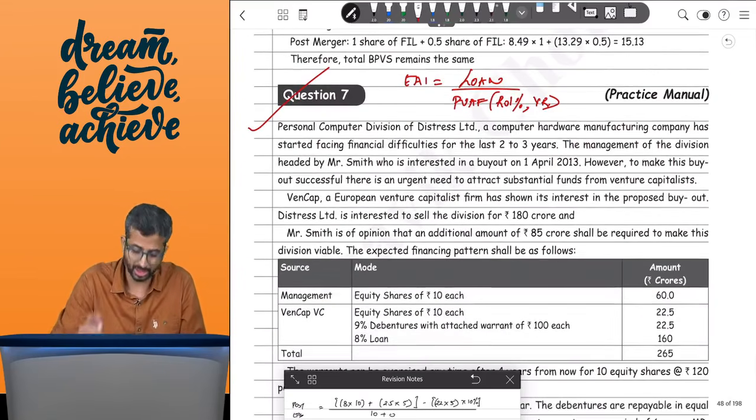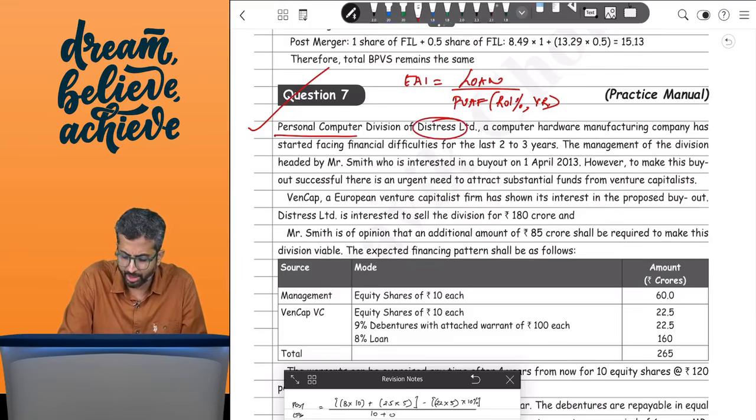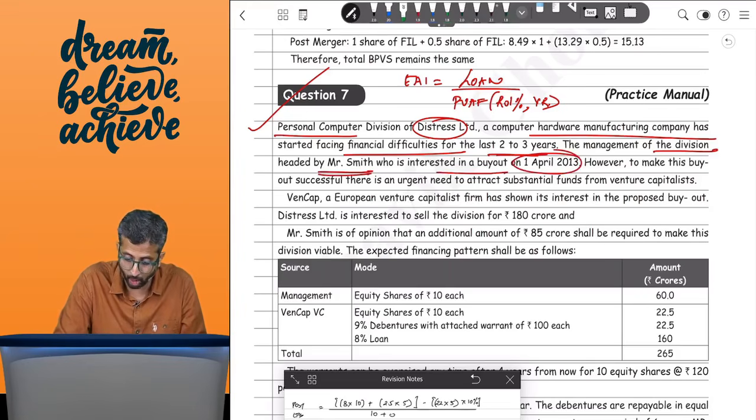Let us review question number 7. Personal Computers Division of Distress, a computer hardware manufacturing company, has started facing financial difficulties for the last 2 to 3 years. There's just a story. Management of the division headed by Mr. Smith, who is interested in buyout on 1st April 2013. So you want to buy out this division from the company.